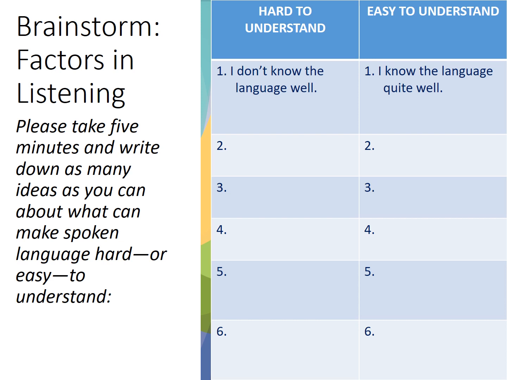Now take a few minutes and make a short list of things that make language easy or hard to understand. We want to think about language that somebody hears, either in conversation or from a recording. Use your own experience with different languages to come up with ideas. When is spoken language easy to understand? When is it hard to understand? Pause the video while you make your list and resume when you are ready to continue.